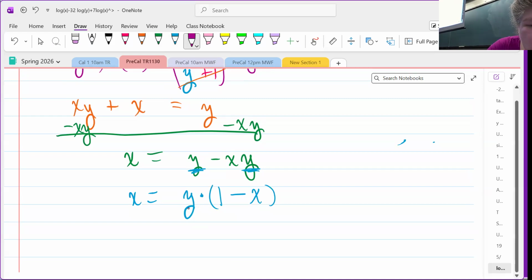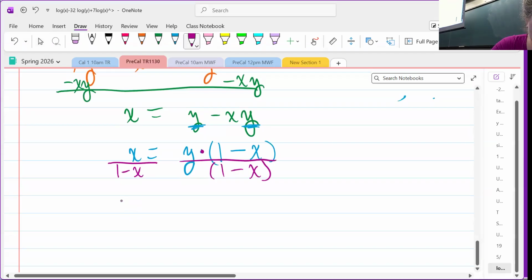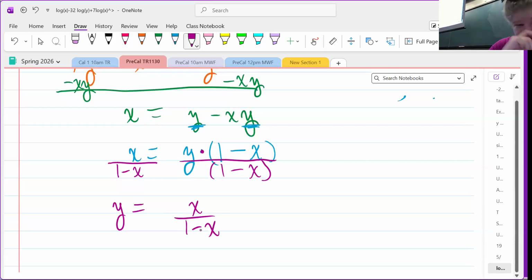Now, our goal was to solve for y. I now have just a single instance of y. So I want to keep this y here and get rid of what I'm multiplying by. So I undo multiplication with division. So I divide by 1 minus x. So I have y equals x over 1 minus x.